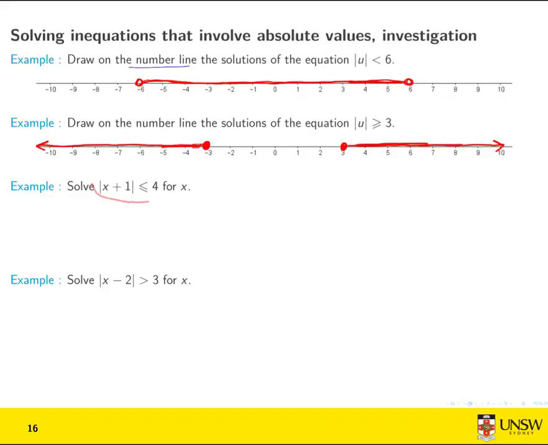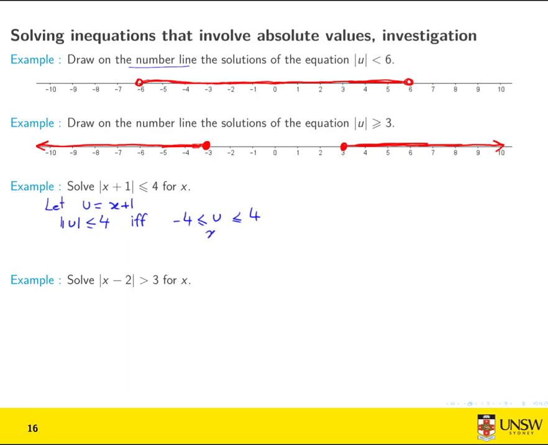Let's solve this first example. So we have a number inside an absolute value, and we want to be able to tell when the absolute value is less than or equal to 4. It's exactly the same as this. If we'd like, we can even introduce some new notation and rewrite our equation: absolute value of u is less than or equal to 4. And we know exactly when this happens. This happens if and only if my number is between -4 and 4, both included.